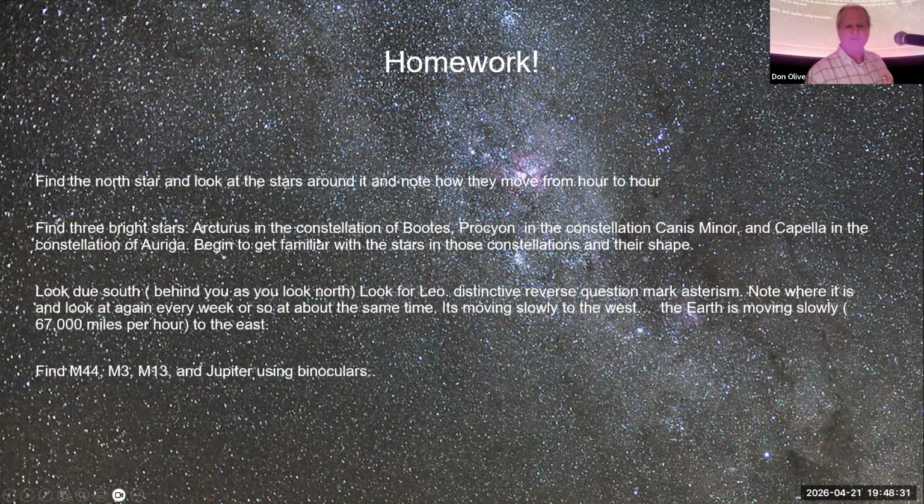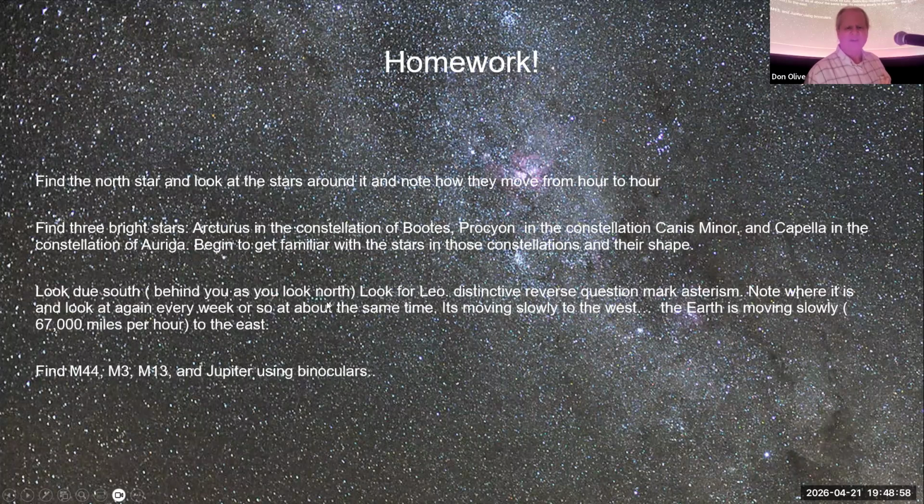Arcturus, which we talked about. Procyon, we didn't talk about, but it's back towards the south. It's the small dog. And Capella, which is actually kind of a yellow star, in the constellation of Auriga. You can look these up. Once again, it's all on this one nice little reference. Start to get familiar with the stars and the constellations and the shapes.